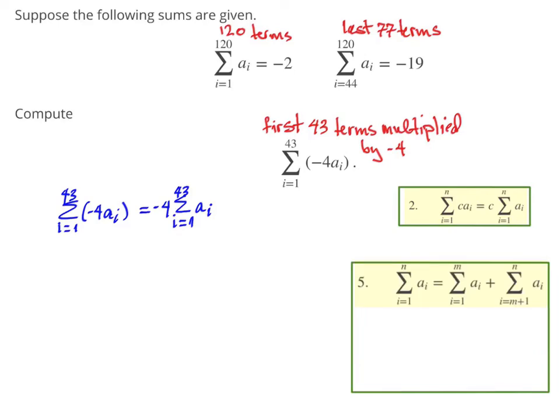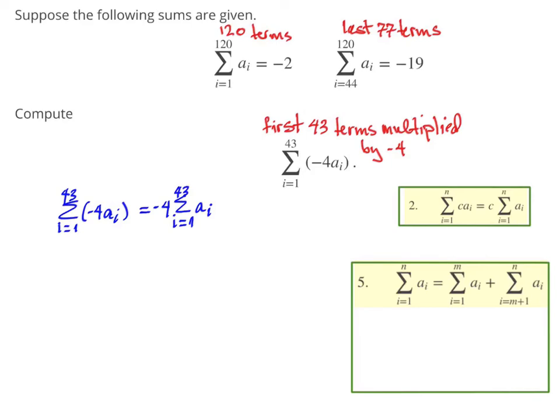Property 5 says if you're adding together n terms, the sum as i goes from 1 to n of a sub i, well, that's the same as first adding together the first m terms, and then adding together the last n minus m terms, and then adding those two sums together. So we can just group the sums. Now we want to get the sum of the first 43 terms.